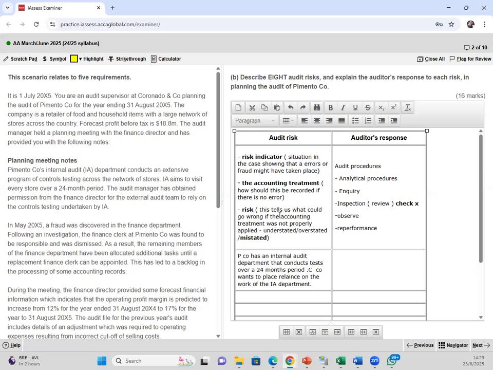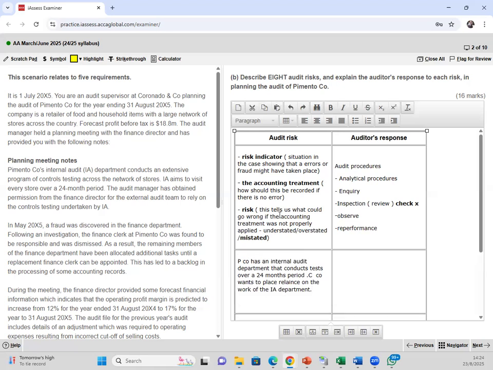So far, have I answered the question? No. But am I going in the right direction? Yes, that's a risk indicator. It's a situation given in the case. I have not added anything yet, but I'm saying this is where my risk is going to come from. Then I move. So I've given the risk indicator.